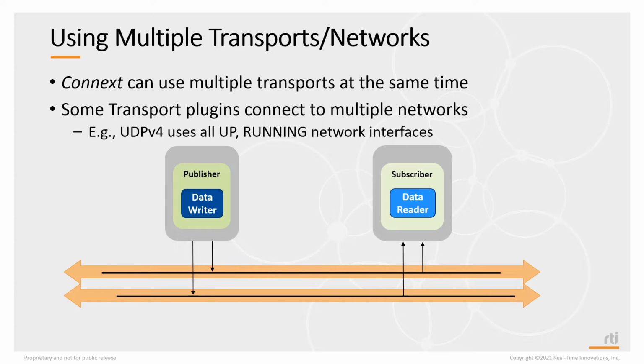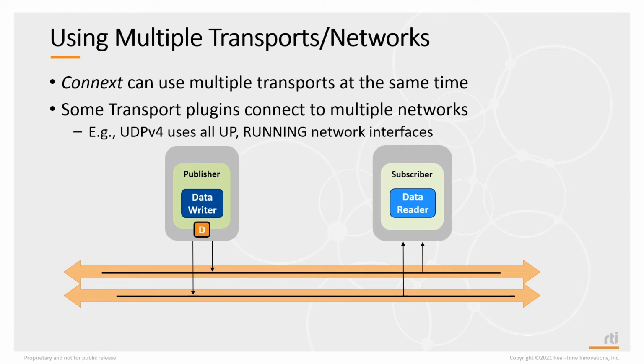Connext DDS will actually by default use all these transports at the same time, especially IP. By default, DDS is going to query the IP layer, tell me about all the interfaces, and then automatically start using them. When DDS uses this, by default, DDS will send data on all these networks and receive data on all these networks.